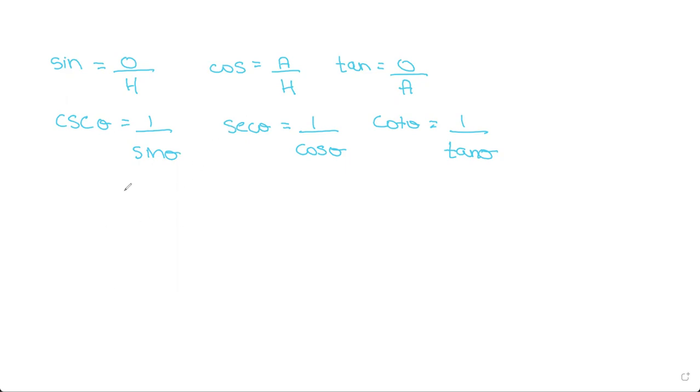Now let's look at some co-function identities. Sine of any value, say an angle A, is equal to cos of 90 minus A. So sine of any angle will be cos of 90 minus that angle. Say you have sine 40, it'll be cos 50, 90 minus 40. And tan A equals cot 90 minus A.